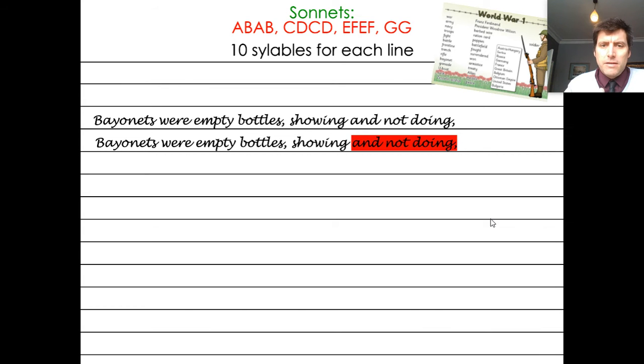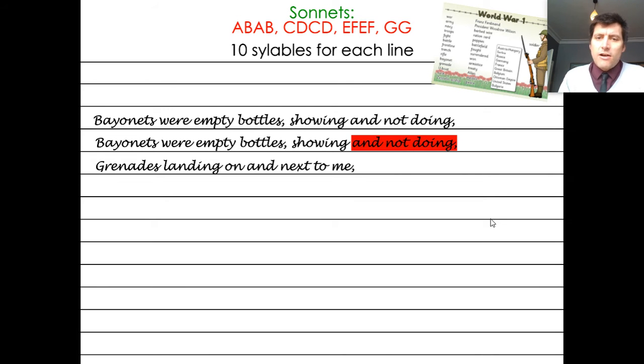Bayonets were empty bottles, showing, not. Bayonets were empty bottles, showing. Aha! 10 syllables. Lovely job. Get rid of that red section then, and not doing. So now I've got bayonets were empty bottles, showing.